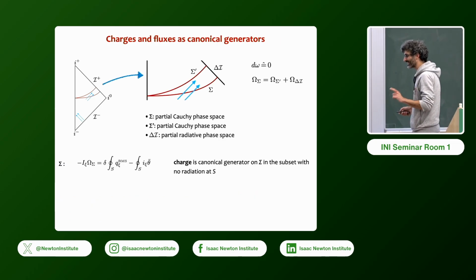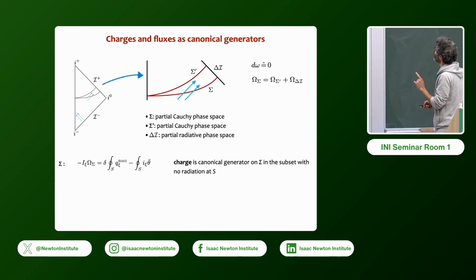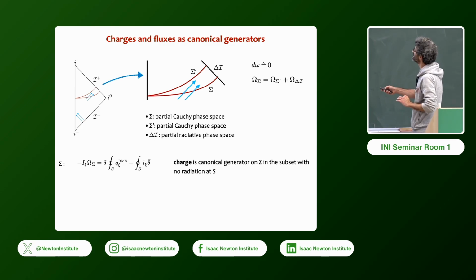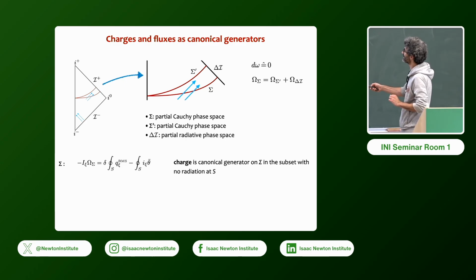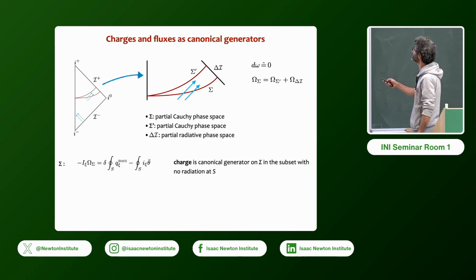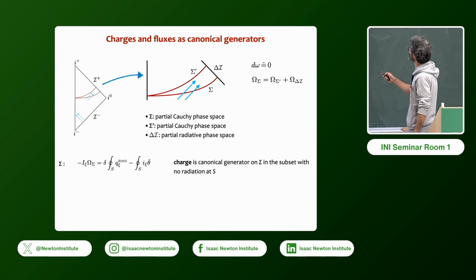Now, what is the relation with the canonical generators? So, as I said at the beginning, I'm going to be talking about partial Cauchy slices. So let's think about this. We have two hyperbolic slices that cut scri. So each of these sigma is like a partial Cauchy slice. It does not have all the full degrees of freedom of the theory, but it has a certain set. And because of the closure of the symplectic 2-form, you know that the symplectic 2-form here is equal to the sum of the symplectic 2-form here and there.